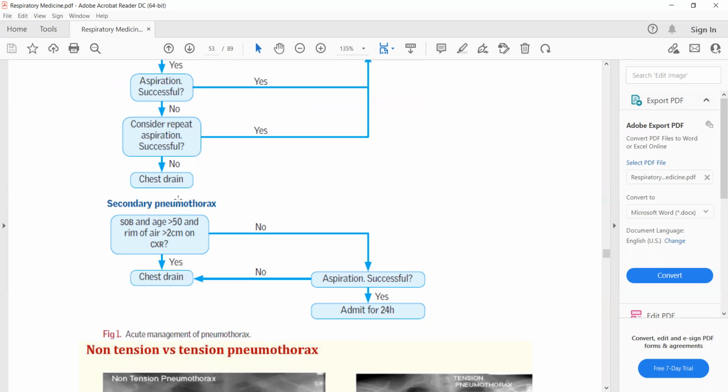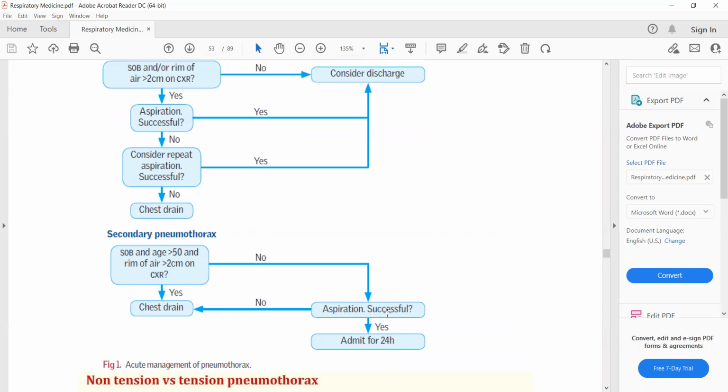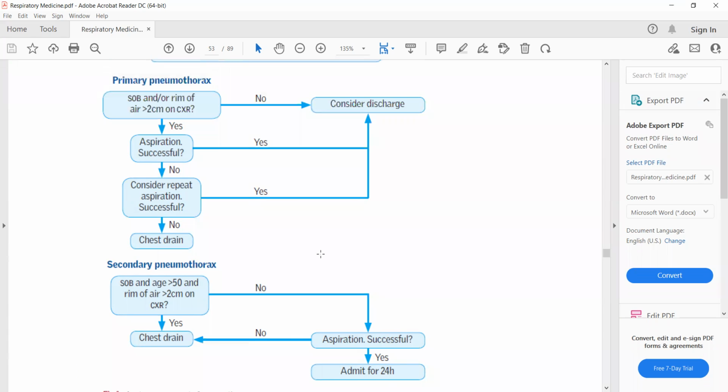So another difference you can note in this flow diagram is that in secondary spontaneous pneumothorax, after needle aspiration, we admit the patient for 24 hours for observation. While in case of primary pneumothorax, after needle aspiration, we will think about discharging the patient. Is this diagram clear, everyone?